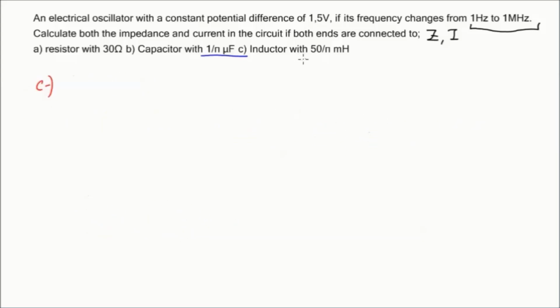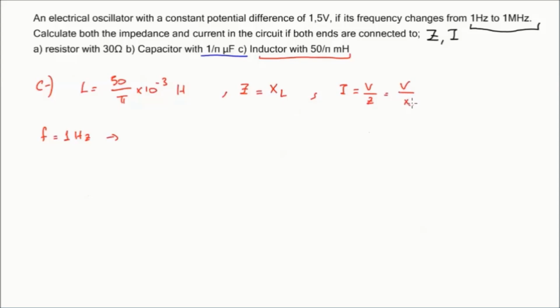Calculate C. L equals 50 over pi times 10 to minus 3 Henry. And for the C also there are two frequencies. First one is F equals 1 Hertz. There is only inductor in the circuit, so Z equals XL directly. Current equals V over Z. It means V over XL.